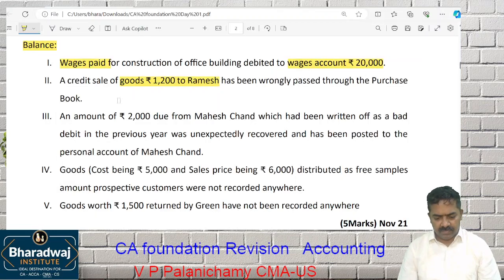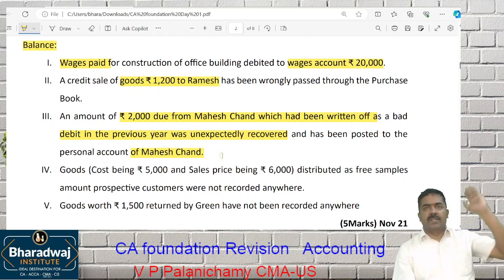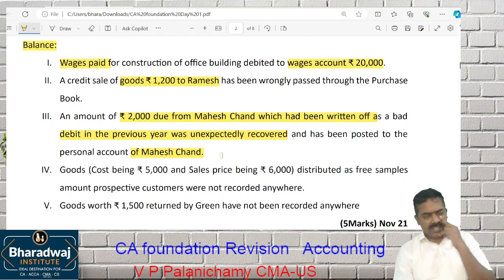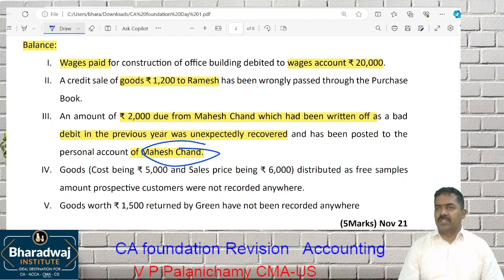Next one. 2000 due from Mahesh Chand has been written off as bad debts in the last year, was unexpectedly recovered and has been posted through the personal account of which one? Mahesh Chand. What is the entry for collection of bad debts written off in the past? Cash account debit to bad debts recovered account. But instead of bad debts recovered account, they have taken it to which account? Mahesh Chand account.